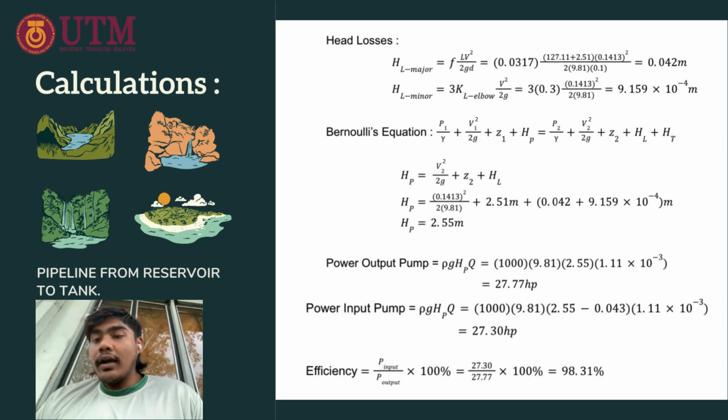Next, after we got all that data, we calculate the head losses. For the HL major, we use the formula of HL major equal to FLV squared over 2GD. After we calculate, we got our HL major is 0.042 meter. Next, for the HL minor, we use the formula of KLV squared over 2G.